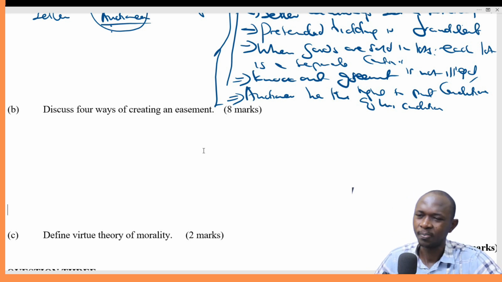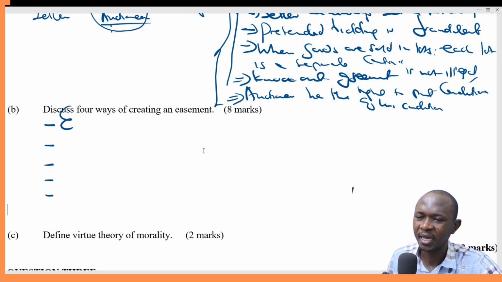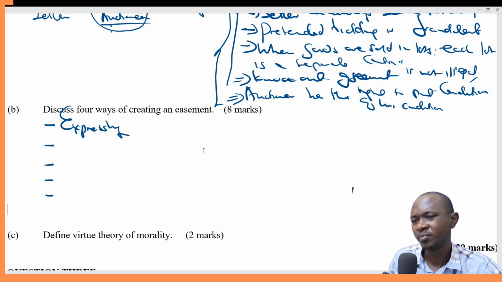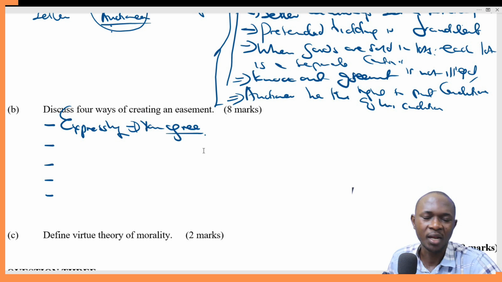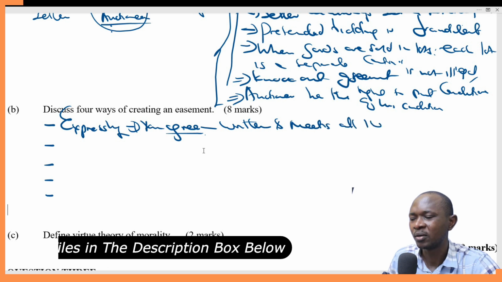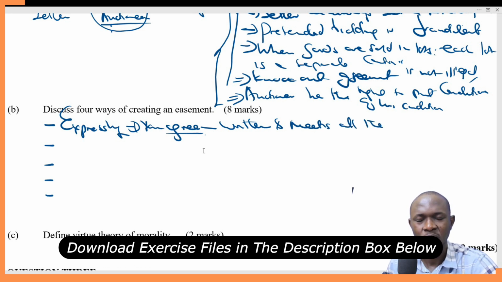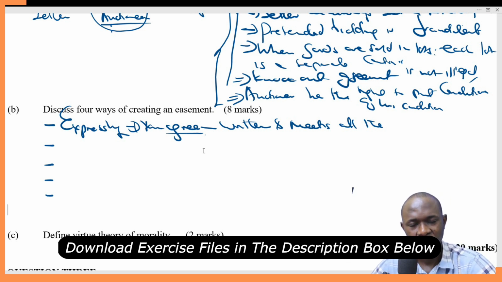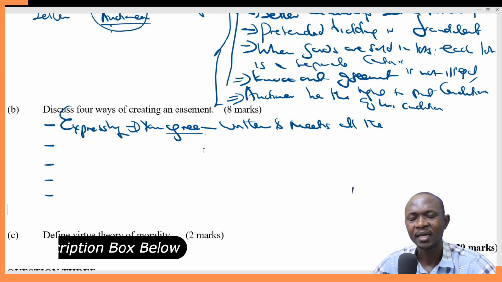Number 1, you can create an easement expressly. And by expressly, what we mean is that you agree. Normally, this is a mutual agreement which is written and meets all the requirements of a valid contract. So you expressly come into terms, you have agreement, and the agreement is written and it meets all the requirements of a valid contract.